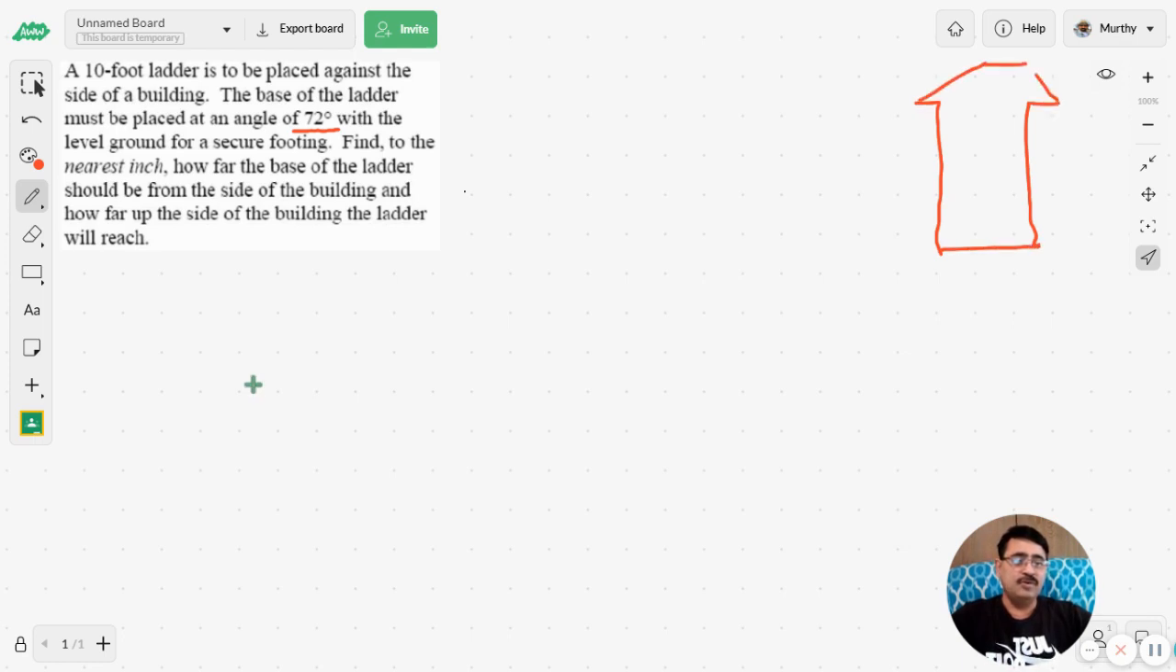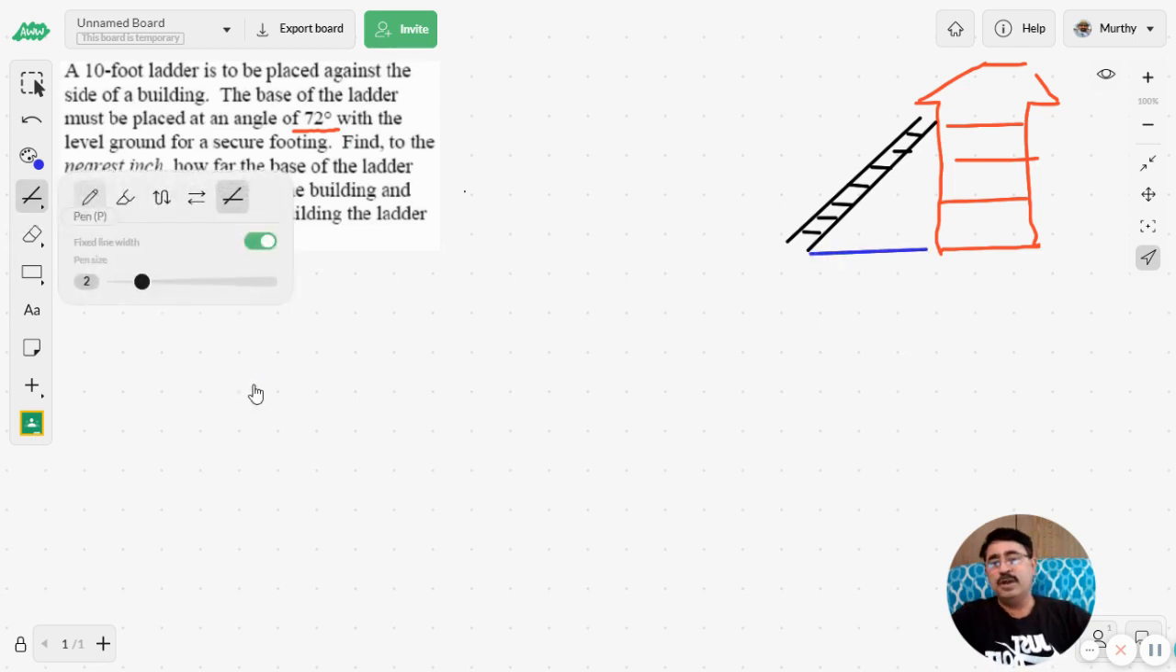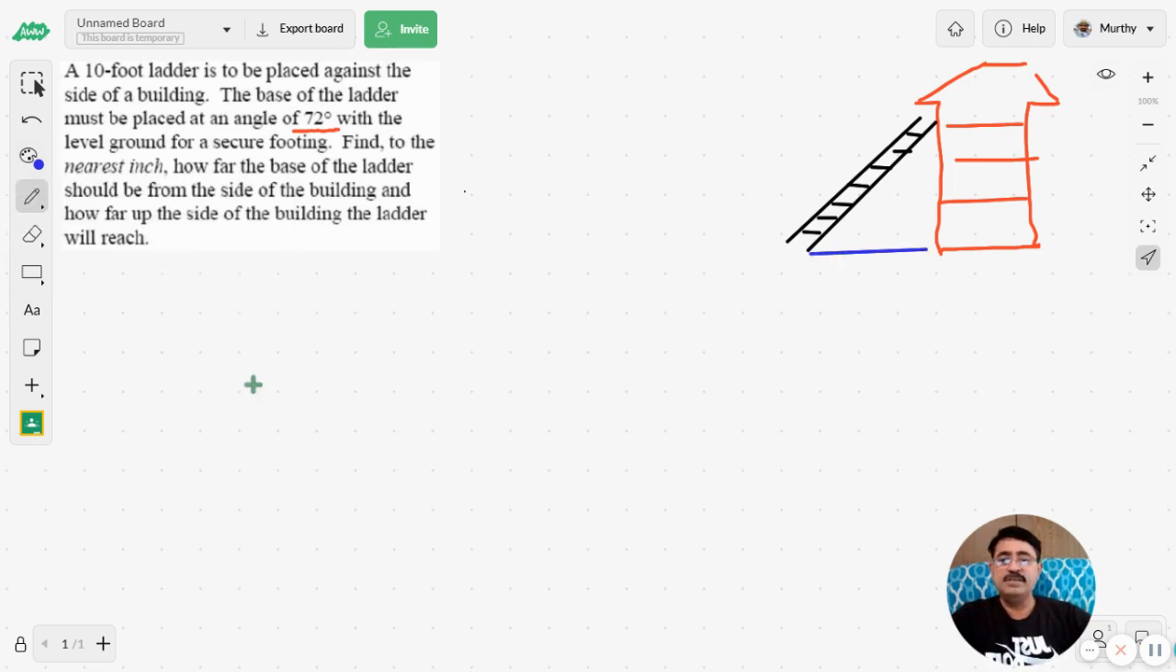I'm not so good at drawing. Okay, there is a building, and you have to place a ladder. So, this is the ladder. And we are not sure what is the horizontal distance. So let's write the details.